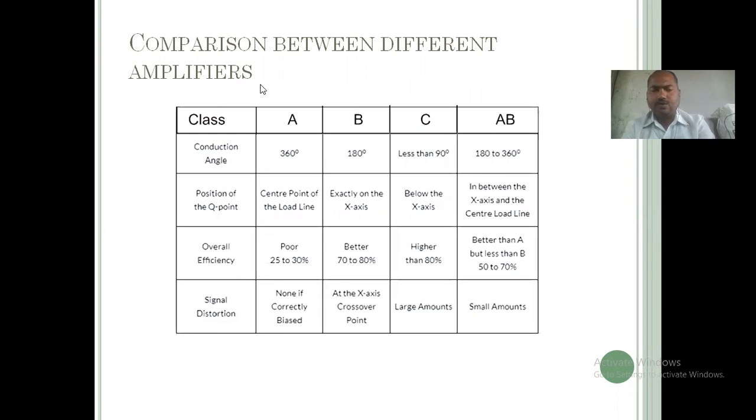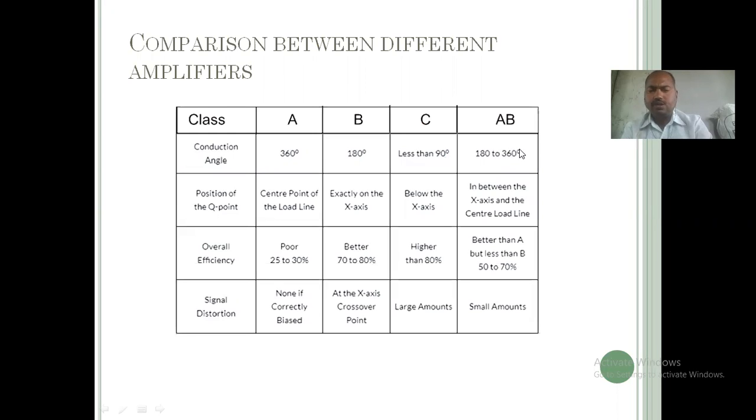This type of amplifier is also called less than 180, because sometimes the applied conduction angle is greater than 90 degrees. So Class C is also described as having an operating period of less than 180 degrees. Class AB is in between 180 and 360 degrees.